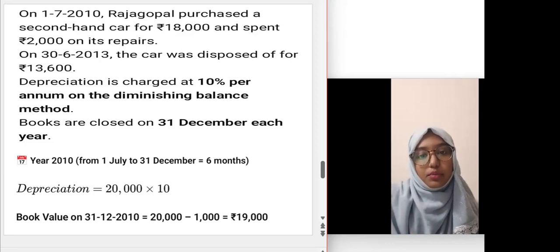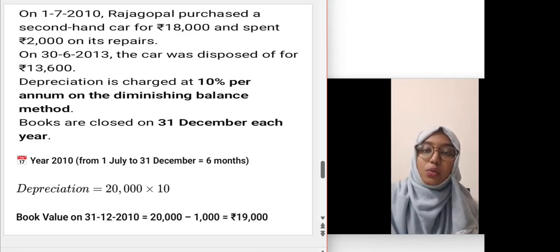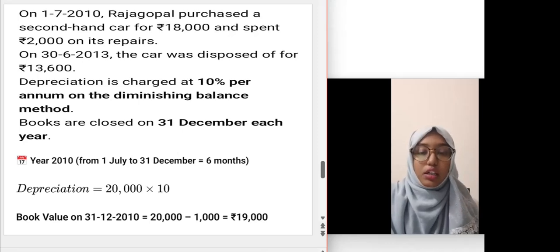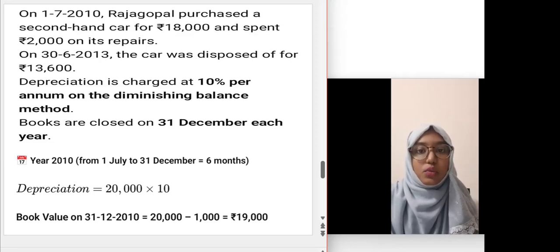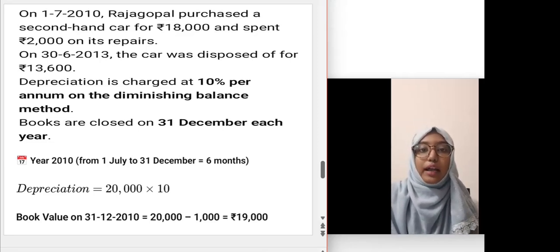Then we can see one more sum under the written down value method, which is: on July 1, 2010, Rajgopal purchased a second hand car for 18,000 and spent 2,000 on its repair. Whatever expense is being spent on an asset for its purchase, that value should be added to the asset value. So here he has purchased a car for 18,000 and spent 2,000 for repair. So the asset value will now be 20,000. This 2,000 will not be taken as an expense. It has to be added to the value of the car. So the value will be 20,000.